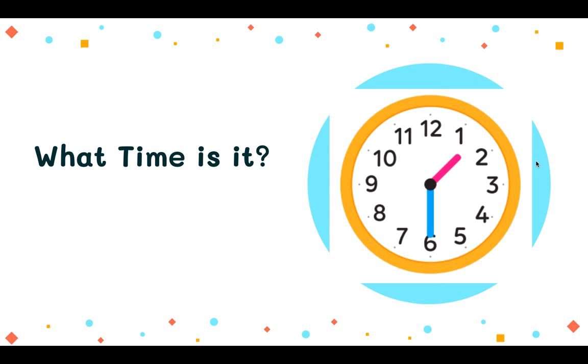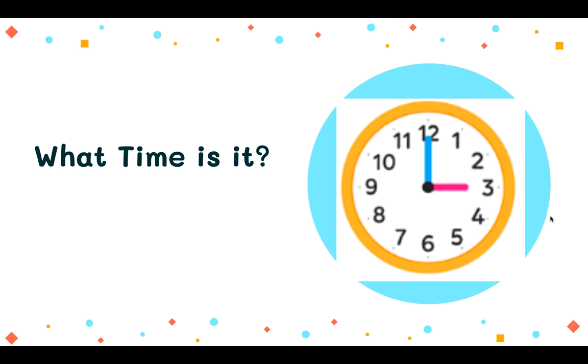Now, I'm going to show you some pictures of some clocks, and I want you to tell me what time it is. All right? Okay, so what time is it here? That's right, 1:30. Okay, 1:30, because the long hand is on 6.